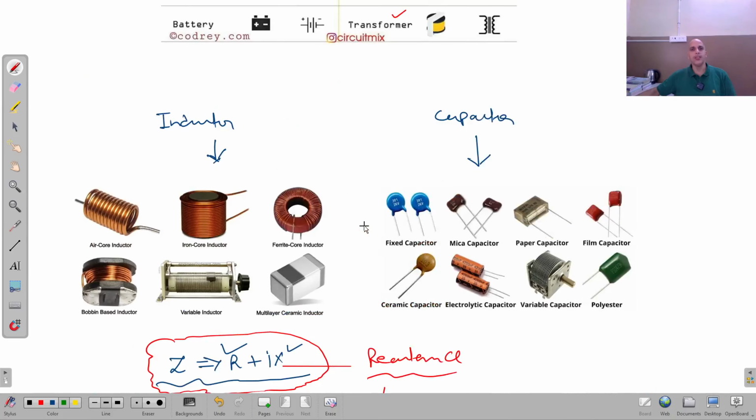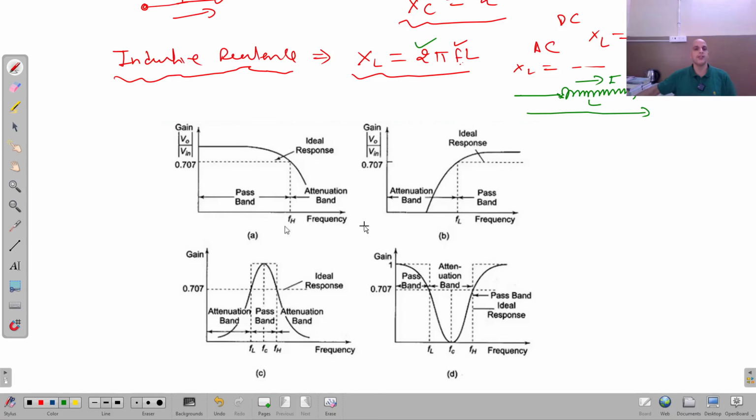Now, as I told you, in this course we are going to discuss different types of active filters depending upon their ability to allow the passage of a certain frequency. So you can see here the four different types that are the prominent ones which we are going to discuss. The first one is the low pass filter. This is the high pass filter. This is the band pass filter. And this is the band reject filter.